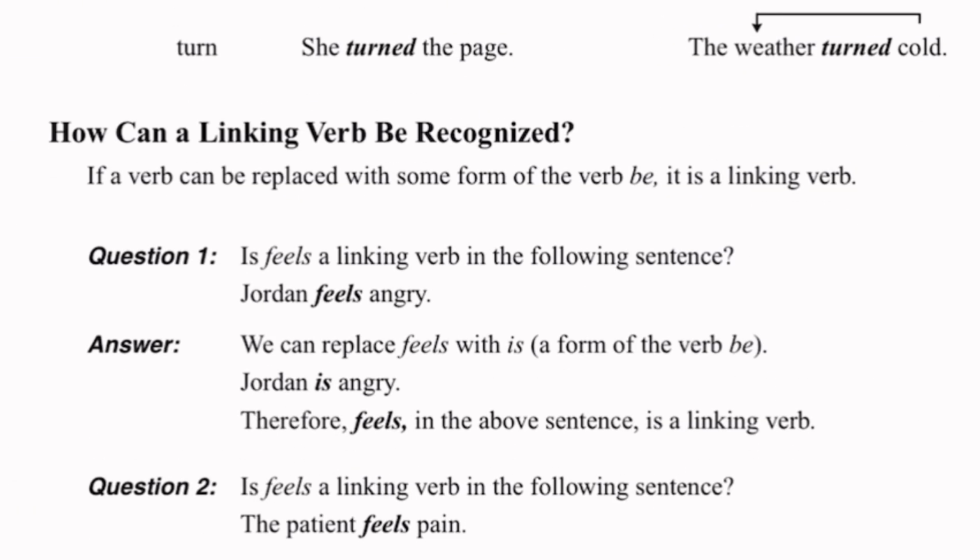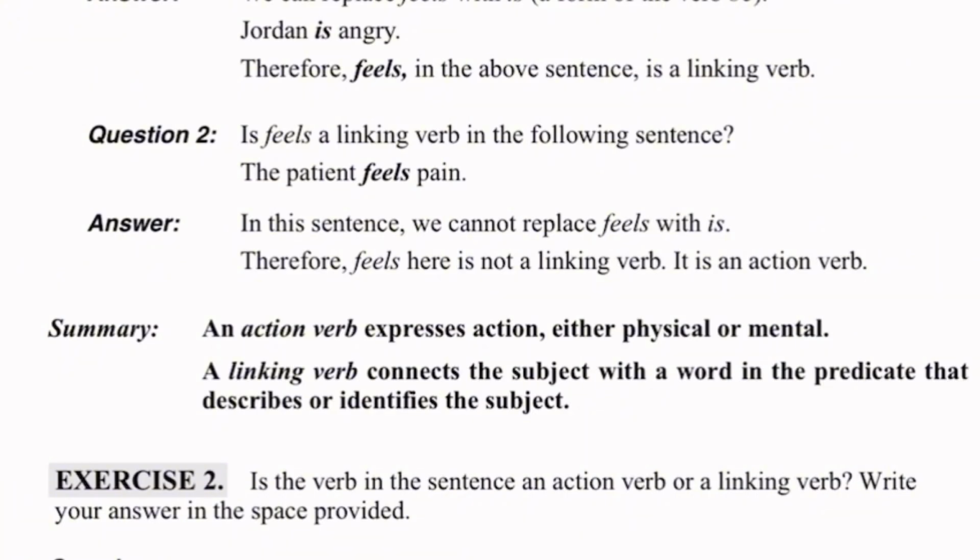So the summary is this. An action verb expresses action, which can either be physical or mental, while a linking verb connects the subject with a word in the predicate that describes or identifies the subject. And if you understand this linking verb, it will take you back to our explanation on complements, subject complement. You will understand that what comes after a linking verb is subject complement, that is completing the meaning of the subject.